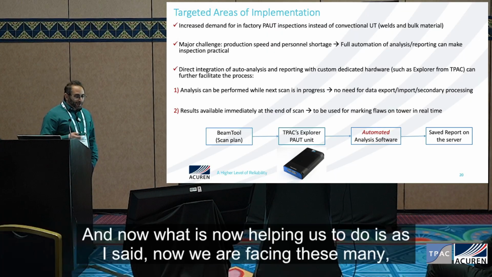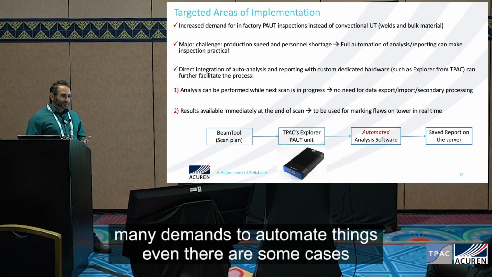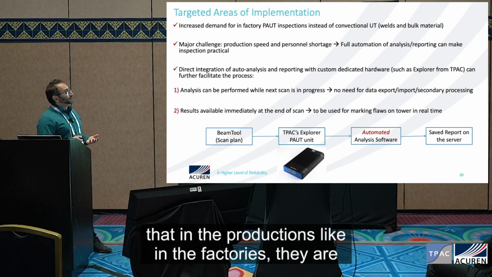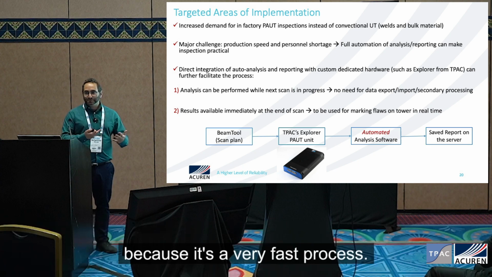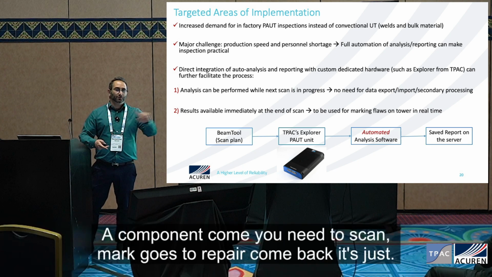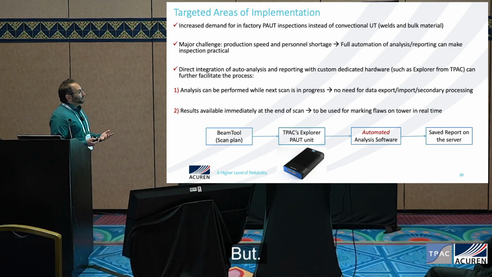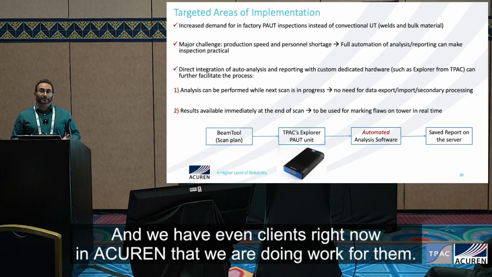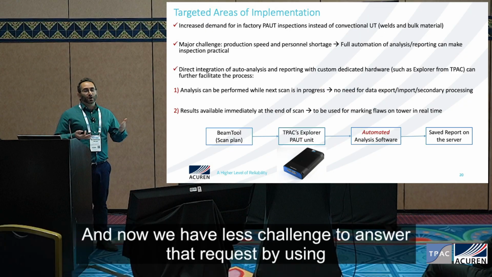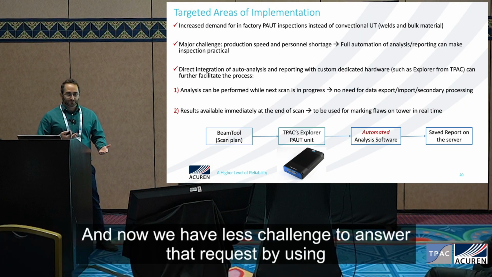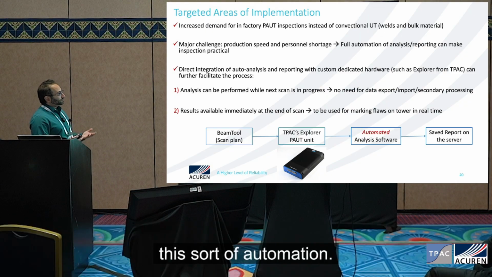And what is now helping us is that we are facing many demands to automate things. There are even cases in production, in the factories, where they are looking to do phased array now. And it's hard to do that without some sort of automation, because it's a very fast process. A component comes, you need to scan, mark, goes to repair, comes back. We even have clients right now at Acuren that we are doing conventional work for, and now they want to switch to this. And now we have less challenge to answer that request by using this sort of automation.